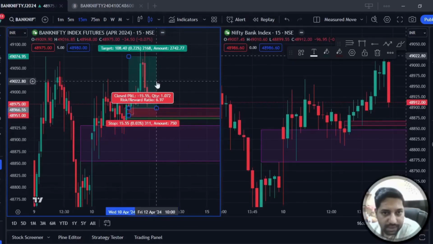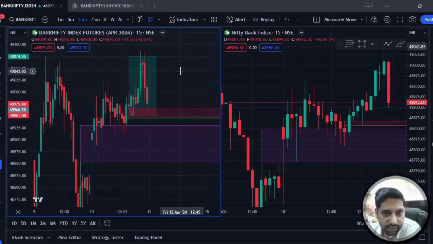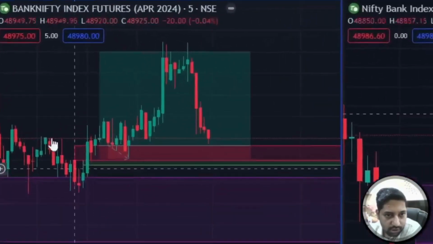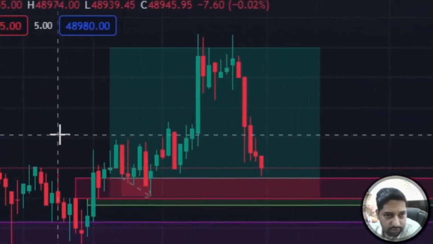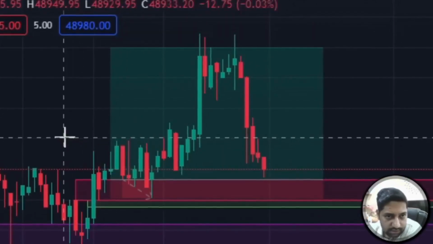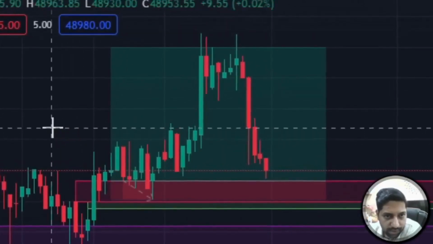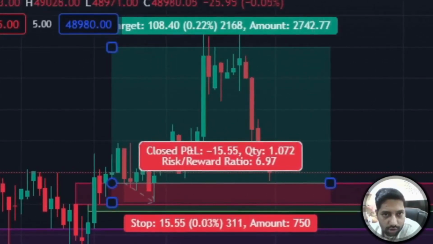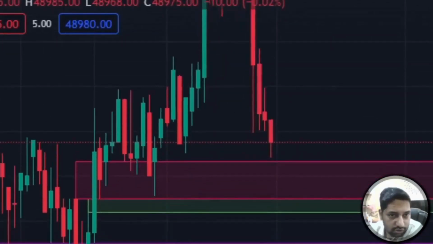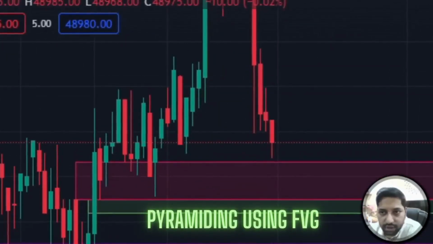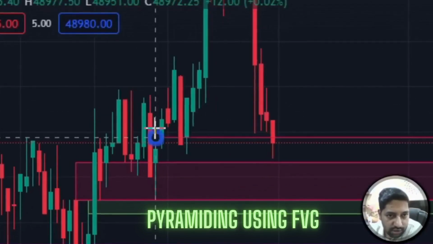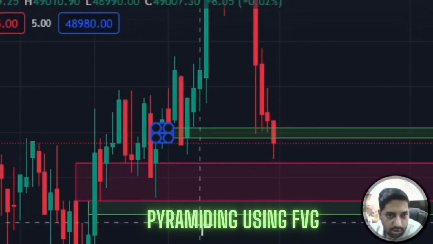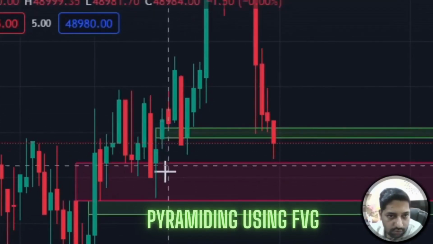After price traded above these highs, there were more opportunities to add to your position. You see this, we were waiting for price to break above these highs, and once price went back up, we put our stop loss here. What we also got was another small 5 minutes fair value gap, which could have given us another entry to pyramid into our winning position. Here you see this gap.